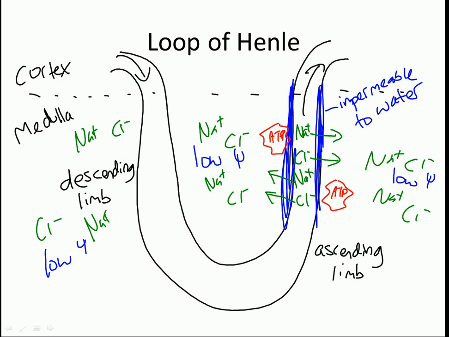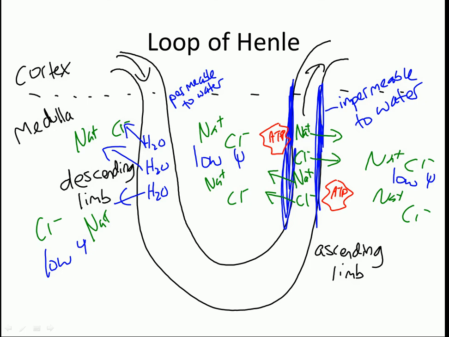And so now when we go back to the descending limb, as the liquid is flowing through here, the descending limb is permeable to water. That means water can pass through it. And so what's going to happen is that water, because there's a higher water potential in the loop of Henle and a lower water potential outside of the loop of Henle, is going to move out of the loop of Henle. And this is going to allow even more water to be recovered than we are able to get in the proximal convoluted tubule during selective reabsorption.